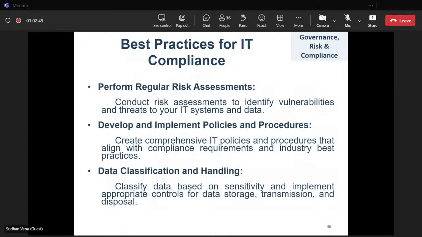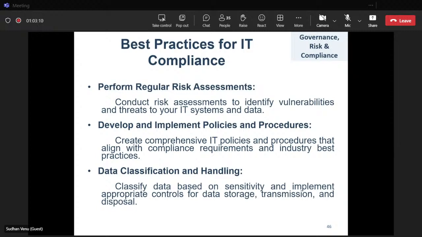And they have to classify the data. The next one is data classification and handling. They classify the data based on sensitivity and implement appropriate controls for data storage, transmission, and disposal. So they have to classify the data, decide what data they are going to handle, what goes into the archive, and what is not usable.